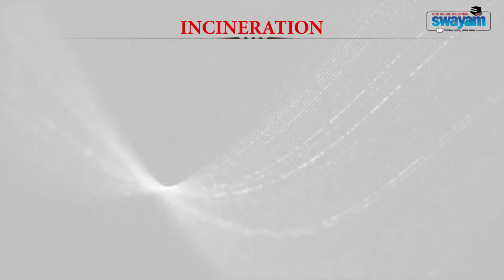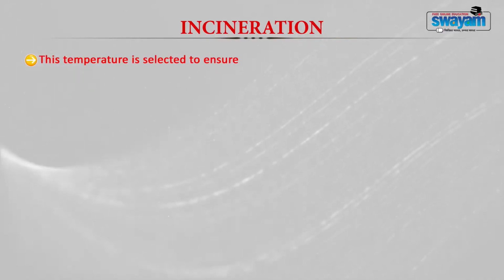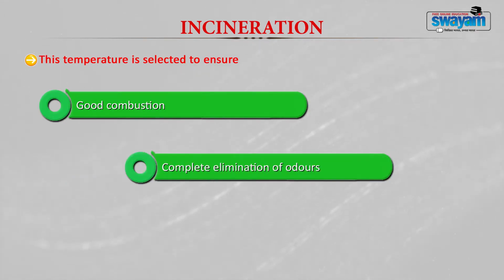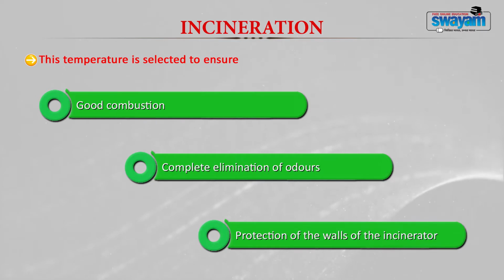As I told you, incineration is a combustion process where the waste is burnt in the presence of oxygen at a very high temperature of around 900 to 1100 degrees Celsius. This is an exothermic process where the waste is converted into simpler compounds like carbon monoxide, carbon dioxide, oxides of sulfur and nitrogen, depending upon the nature of the waste. This temperature range ensures good combustion, complete elimination of odor, and it also protects the walls of the incinerator.